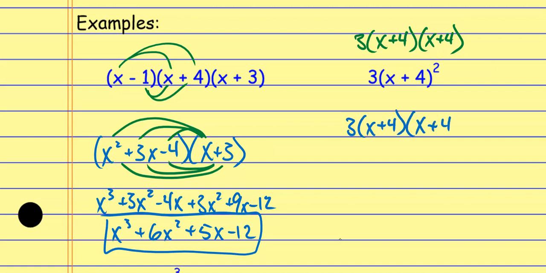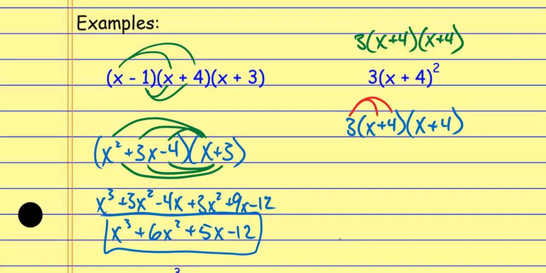You could do the x plus 4 times, that first x plus 4 times the 3 first. So you could just distribute the 3, okay? But again, make sure you don't do this. You cannot distribute the 3 to each of those and each of these, because now you're doing 3 polynomials at once. You can only do 2 at a time.